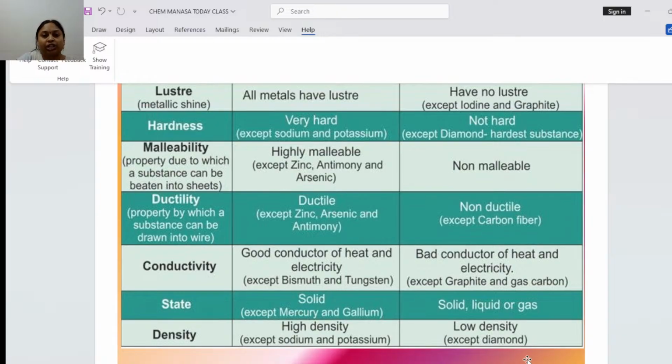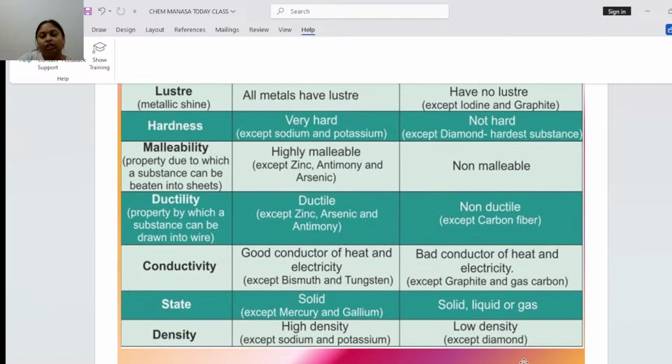Lustrous is nothing but metallic shine. Generally all metals are lustrous in nature. Lead is the exception here. When it comes to the non-lustrous, here iodine and graphite are the exceptions. Both have a lustrous nature. When it comes to hardness, generally all metals are very hard in nature, but sodium and potassium can be easily cut with a knife. So that's why these are the exceptions.